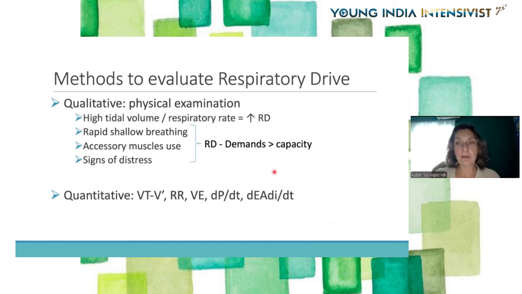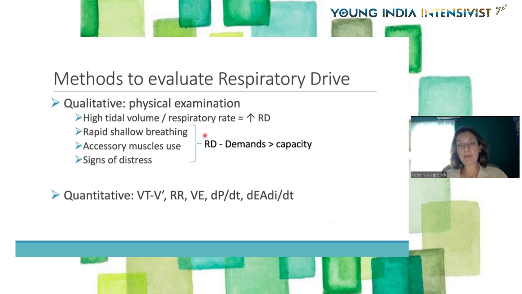Methods to evaluate the respiratory drive. We have qualitative, the physical examination. By physical examination we are able to discriminate the patient with high or normal respiratory drive. We cannot discriminate between low and normal. A high tidal volume and high respiratory rate are indicators of high respiratory drive. However, we should acknowledge that a rapid shallow breathing pattern, use of accessory respiratory muscles, and signs of distress indicate not an absolute, but a relatively increased respiratory drive.